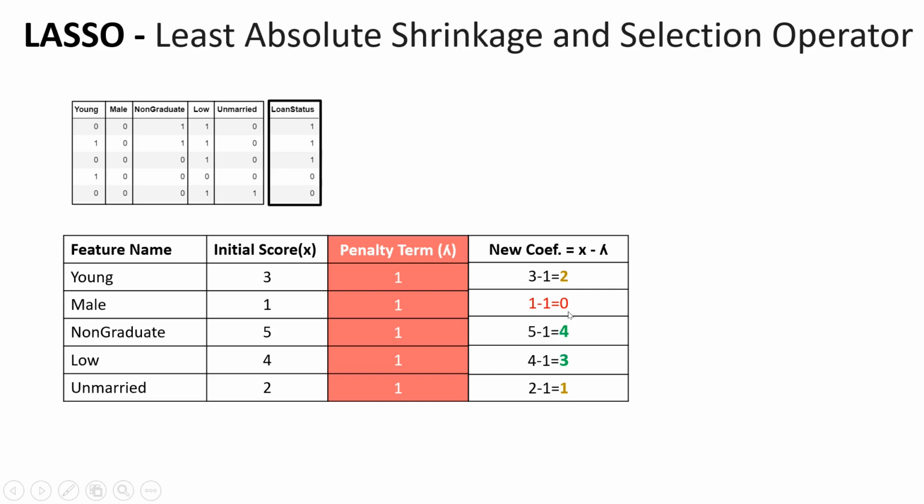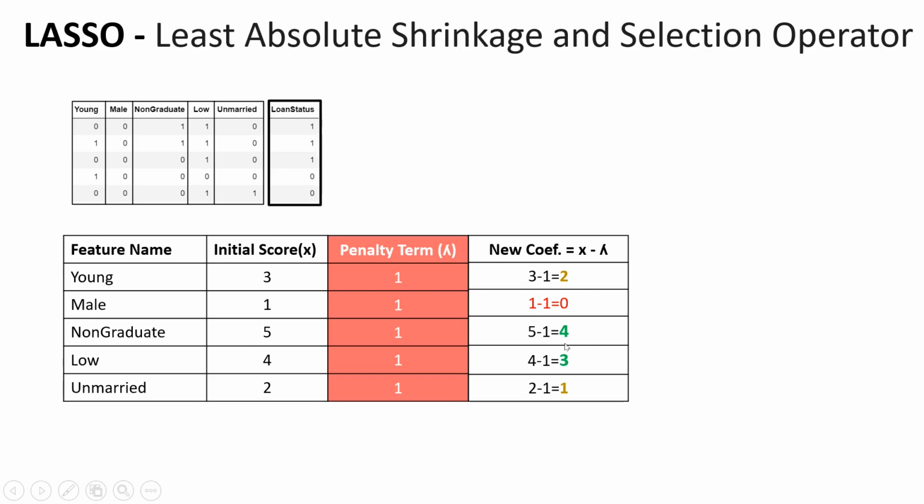Now once you do this, you notice this particular feature, male, which simply says whether the applicant was male or female, has the new coefficient as 0. The moment we see this as 0, lasso regression by default eliminates this feature. So this is how it eliminates the features which add less value and keeps those features which are more valuable. So you see these two are the strongest features here, and these two are also contributing well.